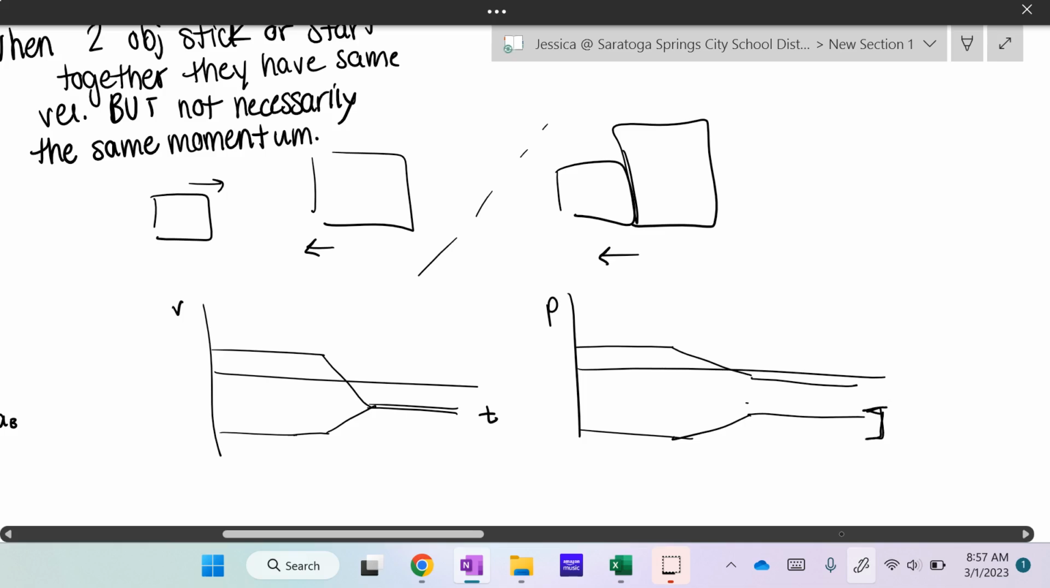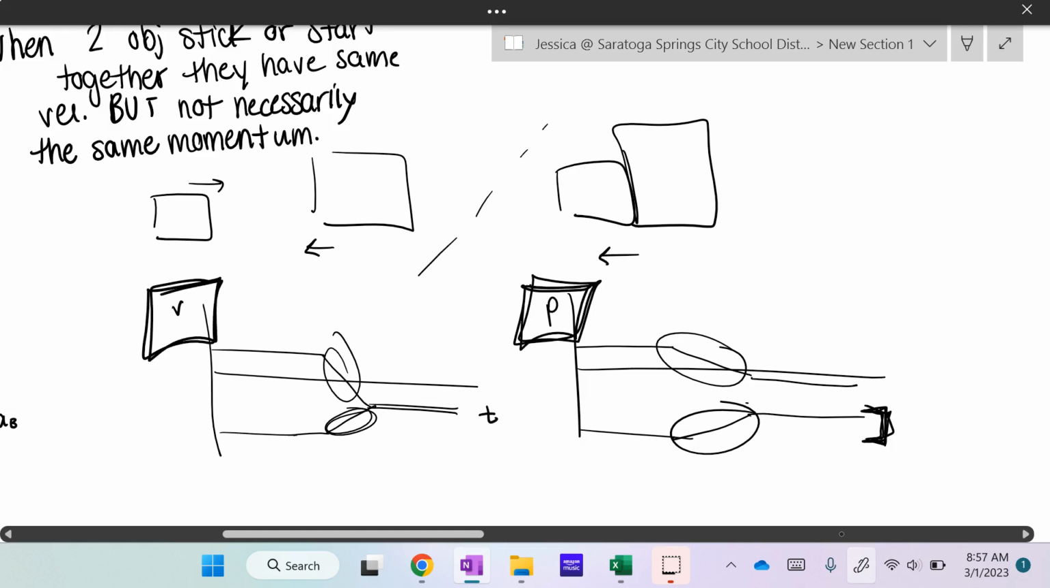This bottom line is representative of that larger mass, so it has a larger negative momentum, but I tried to make these slopes still look the same, right? And again, here I tried to make this slope for the more massive object less than this one. So just make sure you're paying attention to what is on the y-axis. Is it momentum or velocity? It does throw students off sometimes.